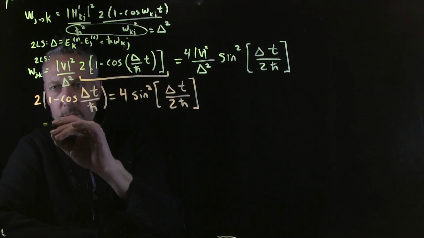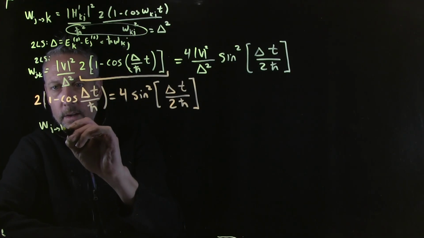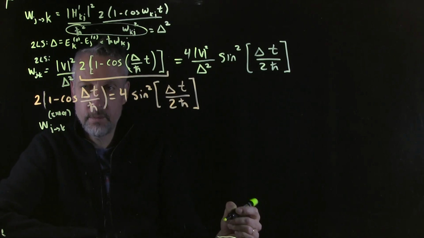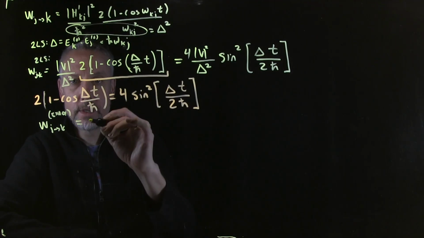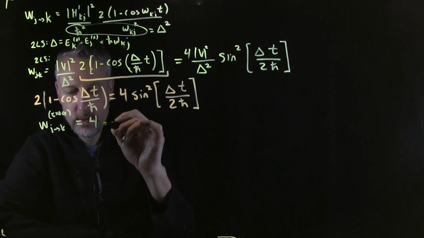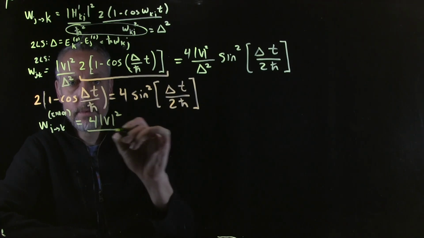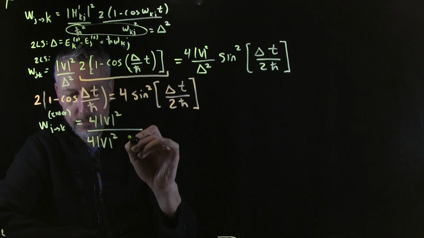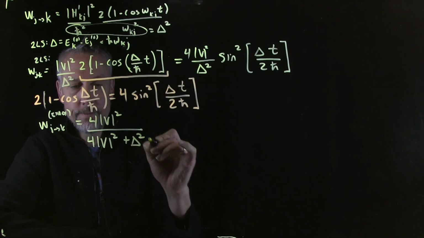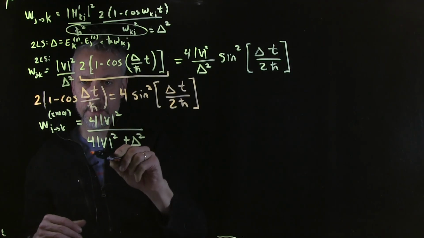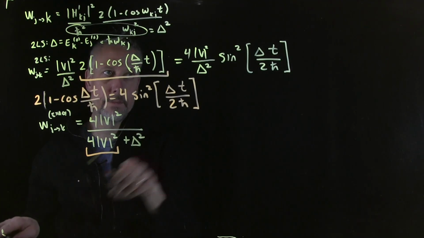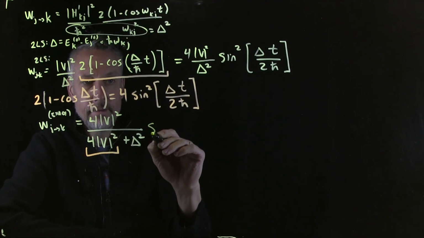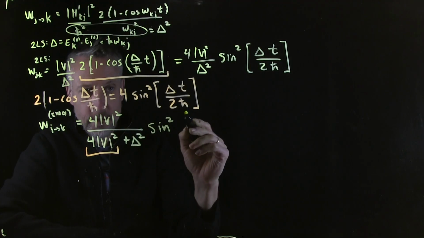The exact probability to go from J to K with a constant field or a constant perturbation, whatever you want to call it, is actually very close though. It's 4 v squared divided by, again, 4v squared plus delta squared. Right? So that's our first difference right here. It's lacking that on the bottom. And then in the sine, we have sine squared, okay, fine.